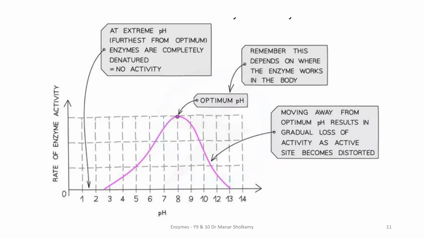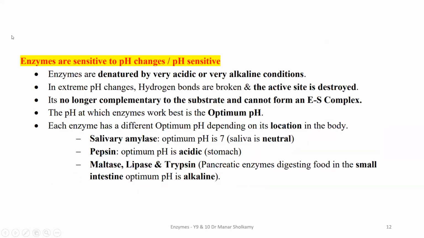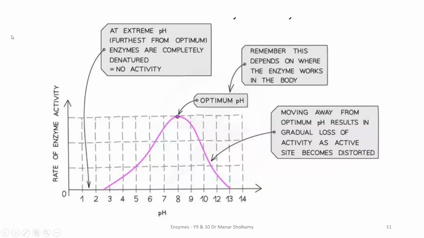So here, again, we will divide the graph into 3 parts, A and B and C. B is the easiest part. What is B? Optimum pH. This is the pH where the enzyme is happiest. Okay? Now A, describe A.